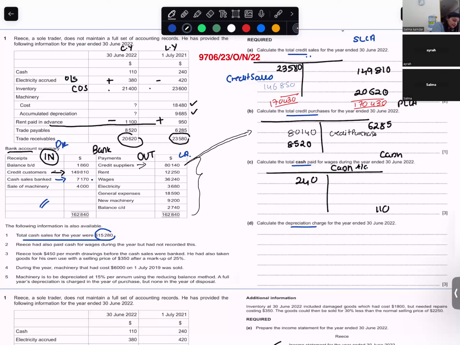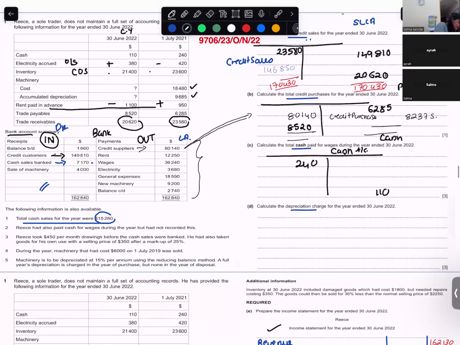It is 82,375. So I've got my credit purchases also. Please see that you make your working small because it's just for 2 marks, 1 month. Okay. Rent paid is other expenses. Wages is other expenses, electricity, other expenses, general expenses, other expenses.